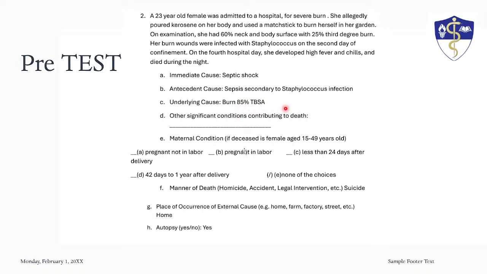Pwede mo ilagay or yeah. And then ano pala, yung kwento, kasi kwento to. Lalagay sa underlying cause yung kwento po. Burned herself by pouring kerosene on her body. Okay, so ito yon, magiging kwento po si underlying cause. And then dito sa antecedent cause, pupunta yung third degree burn.